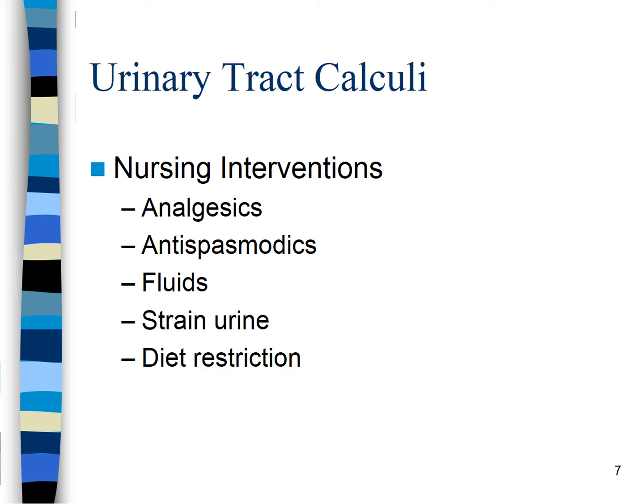So what should they be restricting their diet with? Purine, calcium, oxalate, phosphate, sodium, and proteins. Again, everything is in moderation here. So if you see somebody has an excessive diet with one of these things that are included, the purine, calcium, oxalate, phosphate, sodium, or protein, some education may need to be done.